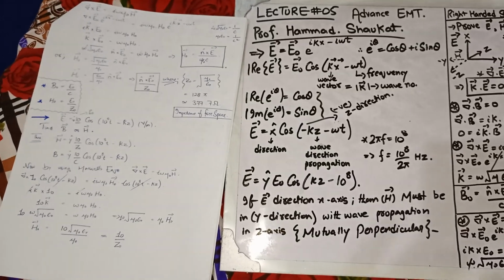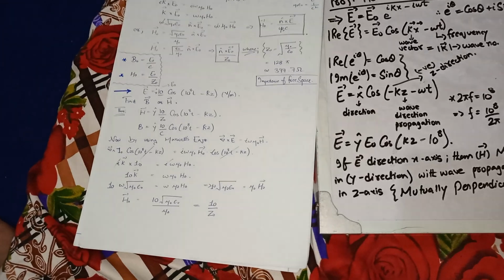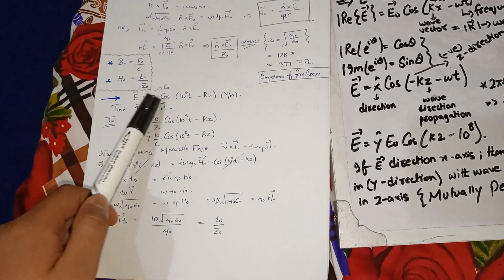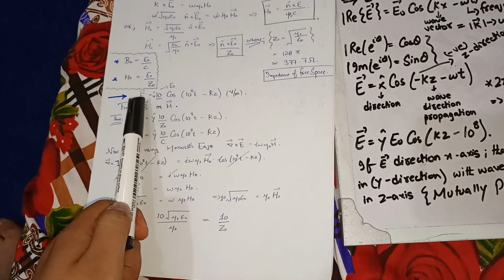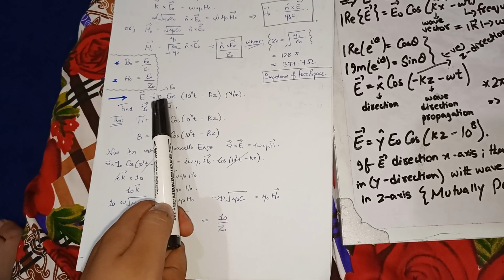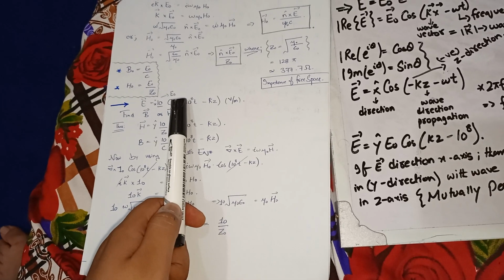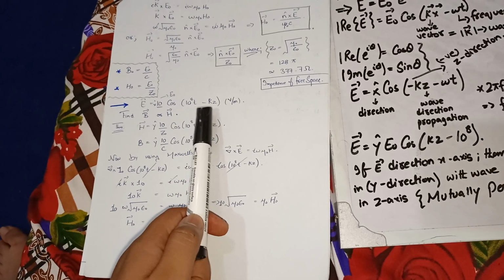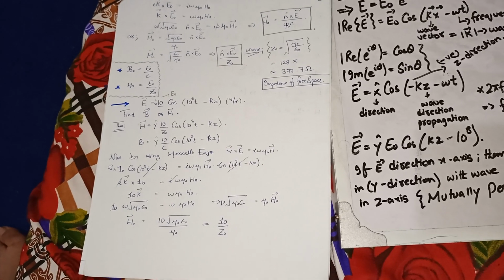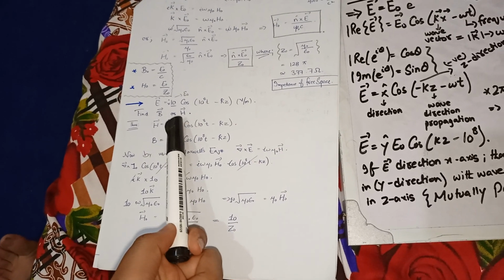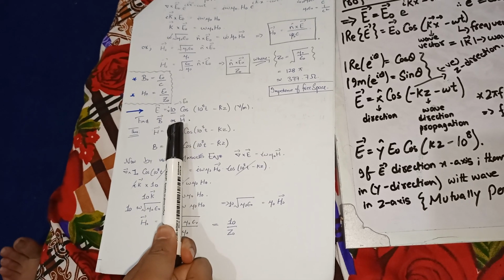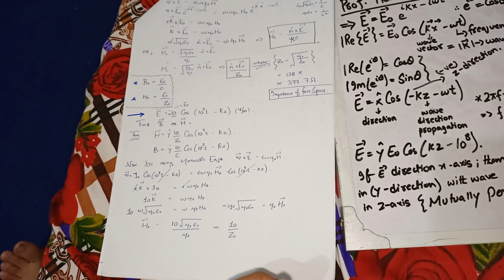Now let's take a short example. Suppose your electric field is in the x-axis direction, E = E naught cos(10^8 t minus kz), with amplitude E naught, and the electric field is in volts per meter. You have to find B, the magnetic flux density, and you have to find H. Both are magnetic fields.